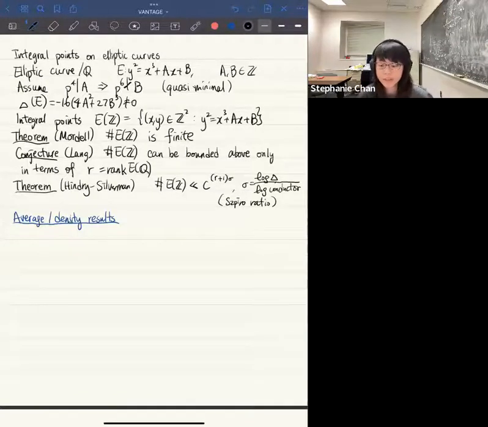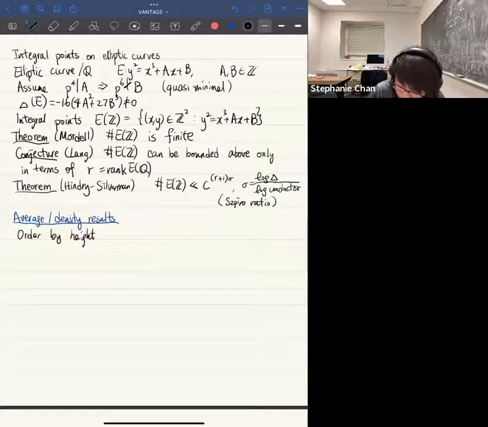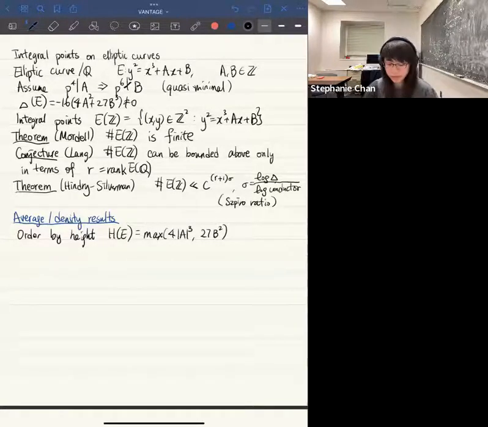So if we want to think about this problem on average, we need to have some ordering on the curves somehow. So the ordering we impose here is ordering by naive height, which is the maximum of 4a cubed and 27b squared. We might sometimes be interested in ordering by discriminant or by conductor, but usually it's easier to prove things ordering by height.